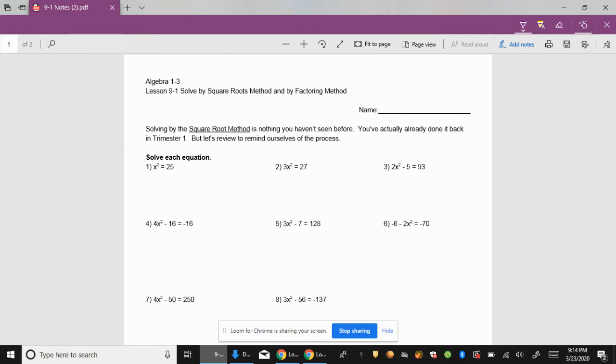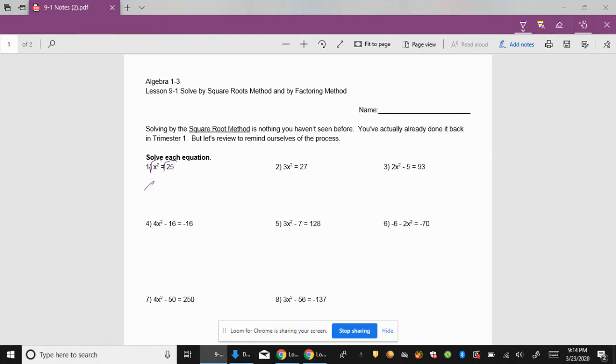So notice none of these have the b term. There's not just an x. So if there's only an x squared and not an x term, you can use the square root method. And all you've got to do is get the x squared alone. And then to undo the x squared, it's a square root. So on number 1, x squared equals 25. The x squared is alone. So to get rid of the squared, use square root on both sides.